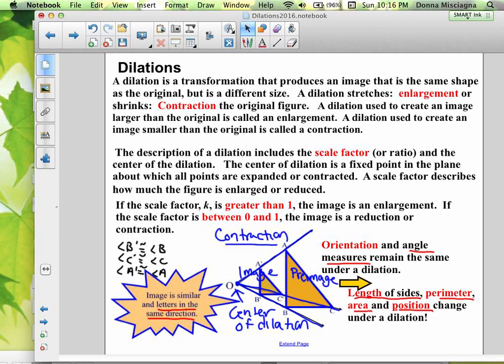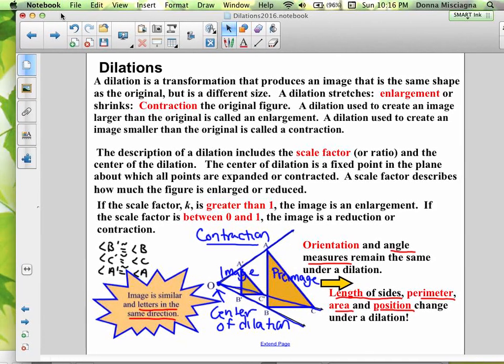These are things that change. Length of sides, perimeter, area, and position change under a dilation. The only time those wouldn't change is if the scale factor was 1. Right? And in which case, technically you can call a scale factor of 1 a dilation, but that would be a dilation that creates a congruent figure. That's usually not what we're talking about when we have a dilation. We're talking about a dilation that changes the size of the figure. All right?